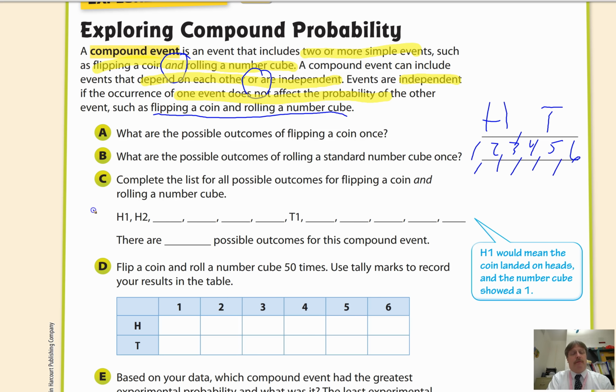So then we're going to complete this list. As you can see, we can have a heads 1, a heads 2, 3, and so forth. Tails 1, tails 2, and you can complete this out. And then you go ahead and you count what that is. Okay, so how many do you count here? And then that's what your answer would be. So now they want you to do this exercise, and then we'd fill in this table and we'd answer the question.